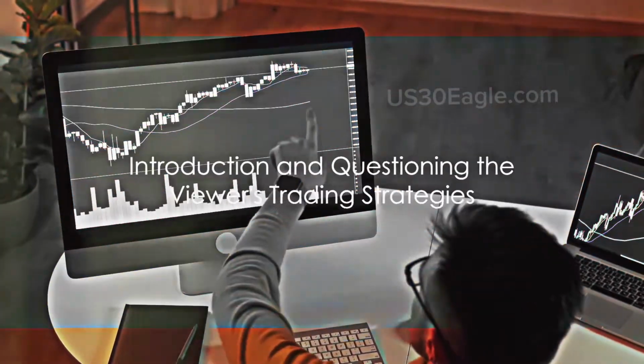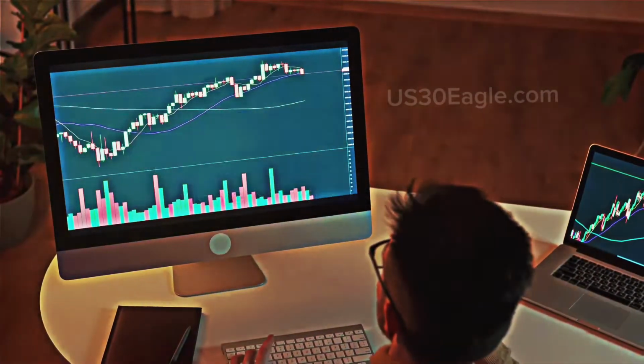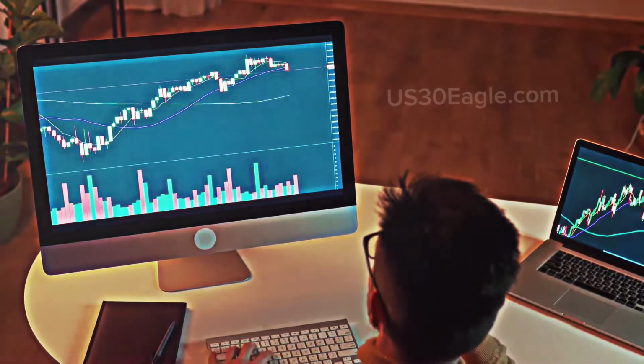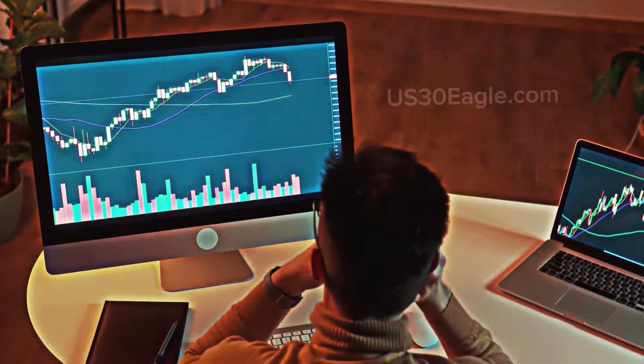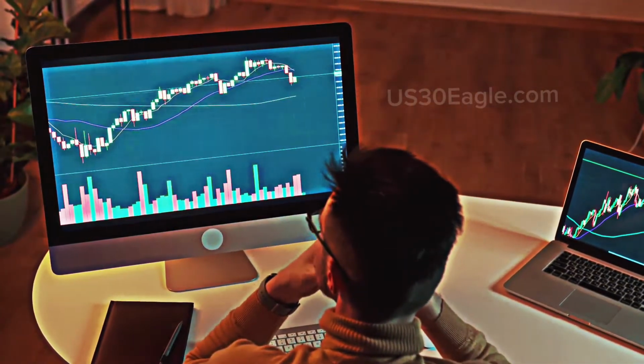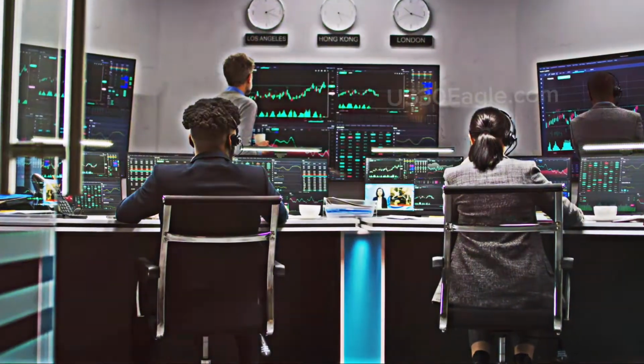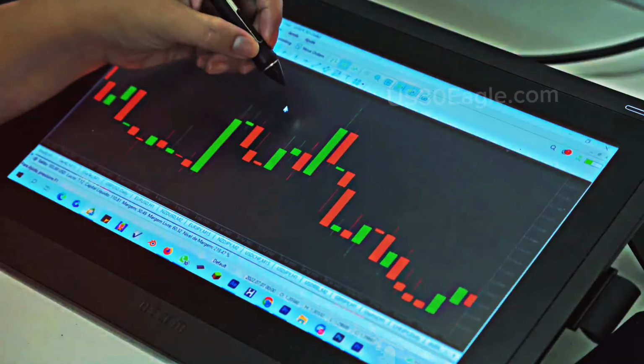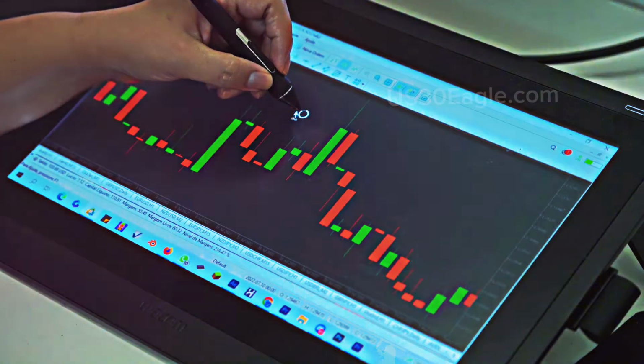Ever wondered if your current trading strategies are truly effective? Maybe you're just getting started, or perhaps you're a seasoned trader in search of a fresh perspective. Regardless of where you stand, having a solid trading strategy is paramount. It's the backbone of successful trading, providing direction and purpose to your every move.